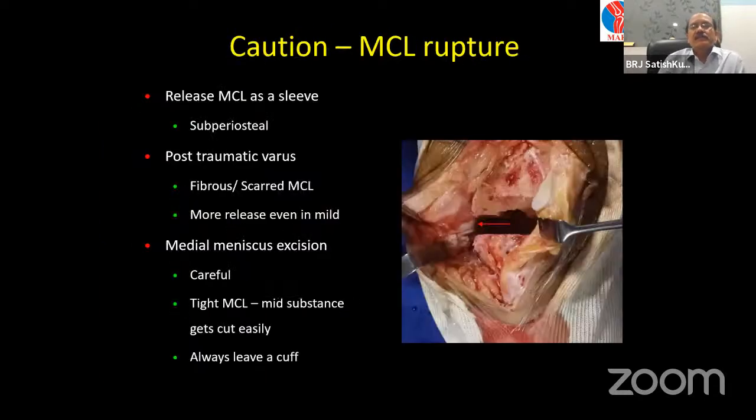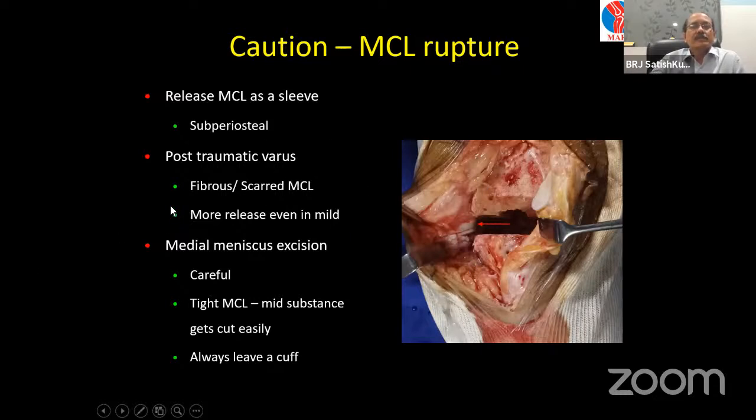The medial collateral ligament can get ruptured in cases of varus deformity, or in cases of anything, more so in varus deformity. So we have to release the entire medial collateral ligament as a sleeve subperiosteally, so that once we leave that, the MCL sleeve can get reattached to the tibia wherever it is released, and we have to restructure it to whatever extent is possible with the medial arthrotomy.